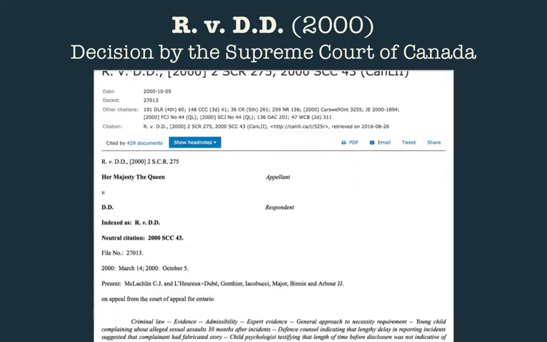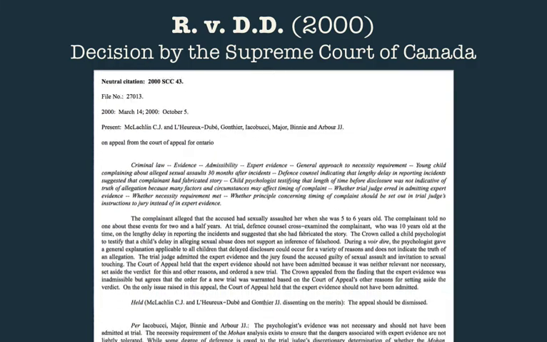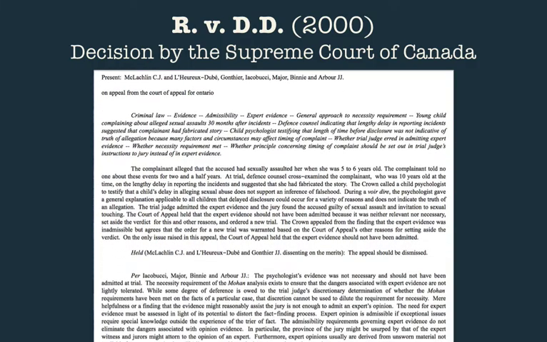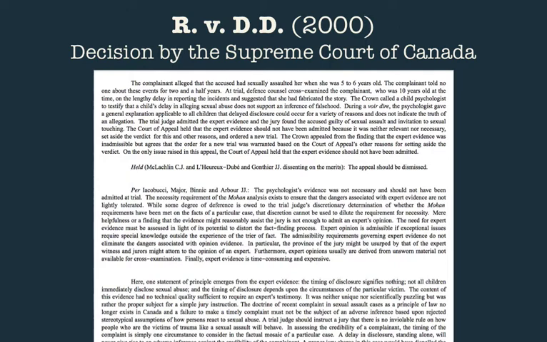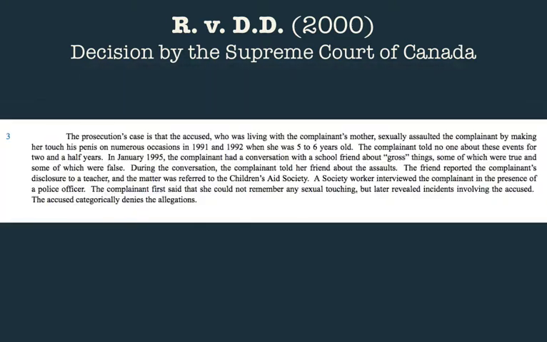The R versus DD case exacerbates the problem of the innocent accused finding himself without a defense in a court of law, and vulnerable to unjust prosecution and wrongful conviction. This case is frequently cited in both adult and child cases of alleged sexual offenses. The merits of this particular case were based on a rather dubious complaint by a 10-year-old child.